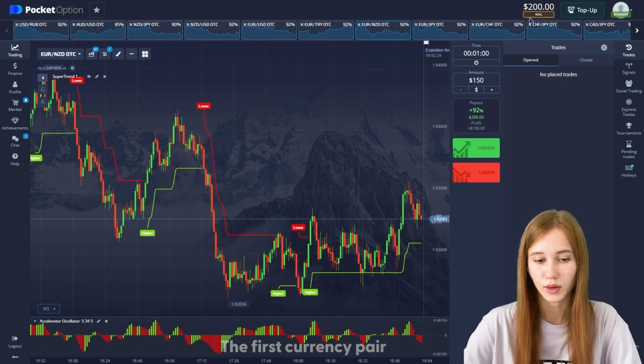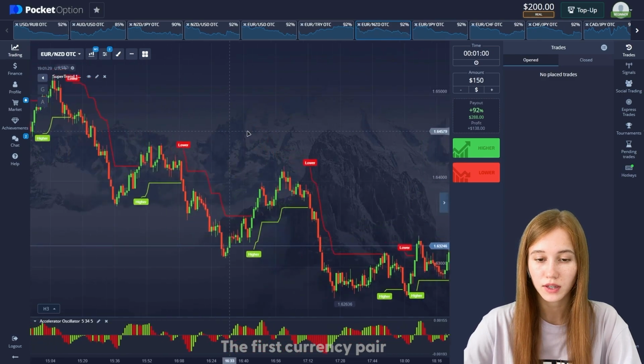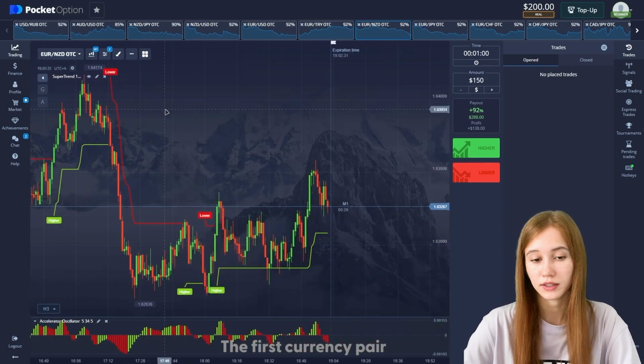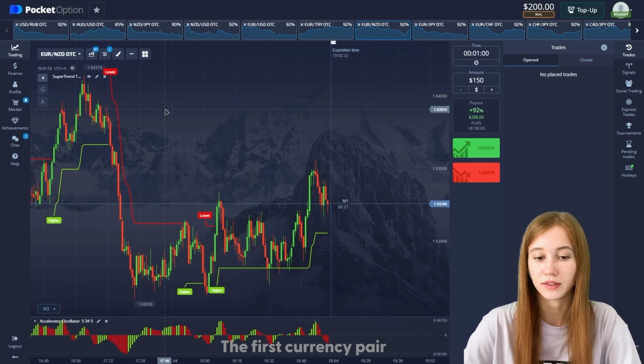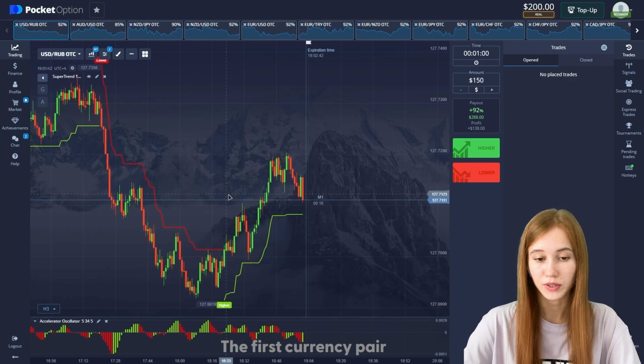We trade with a balance of $200. The deal amount is $150. We'll mainly use our technical analysis. The indicator will be an auxiliary tool. So now we have switched to the first currency pair.